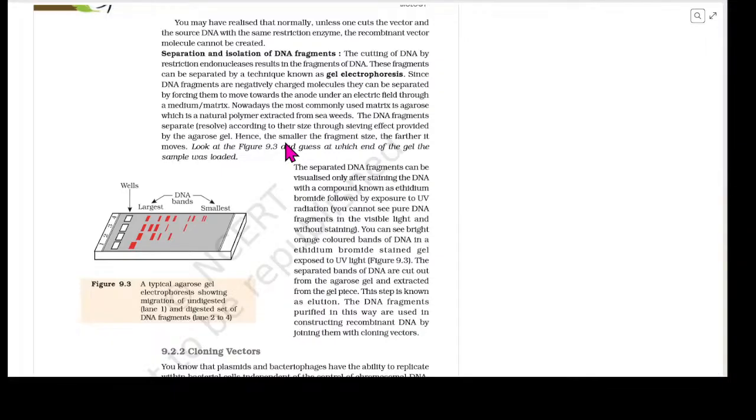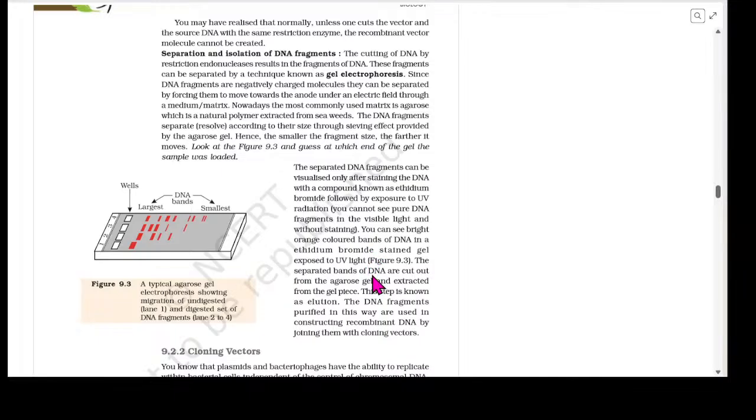Look at the figure 9.3 and guess at which end of the gel the sample was loaded. The separated DNA fragments can be visualized only after staining the DNA with a compound known as ethidium bromide, followed by exposure to UV radiation. You cannot see pure DNA fragments in the visible light, and after staining, you can see bright orange colored bands of DNA in ethidium bromide stained gel exposed to UV light.